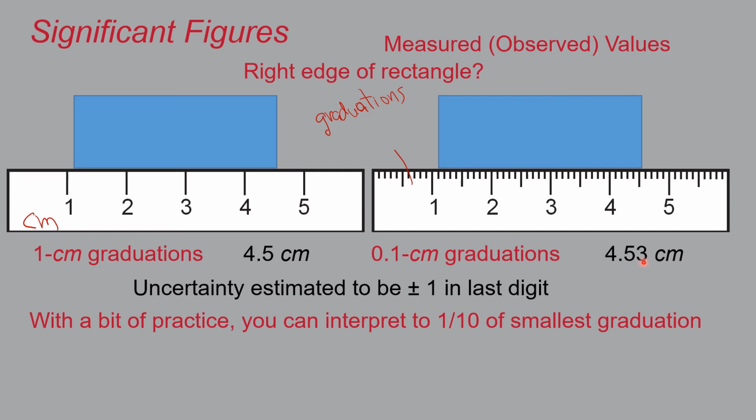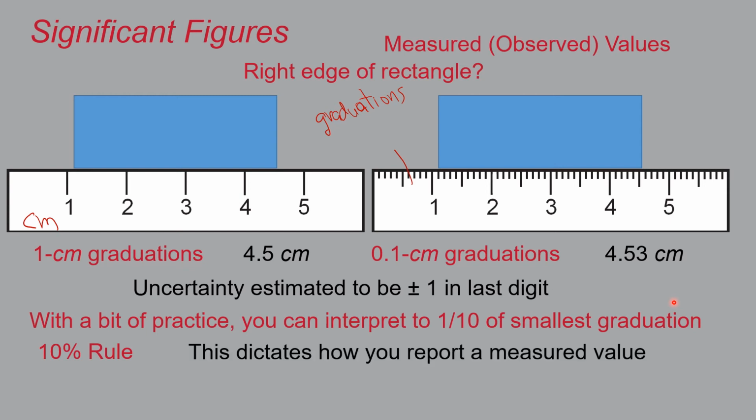It turns out that the human eye and brain put together are very good at breaking up any gap into 10 parts. And whether that gap is relatively large like this or relatively small like this, you can break it up into tenths. Not much more than that. And this is the idea behind what we call the 10% rule. And it is simply that. And this tells you how we report measured values.